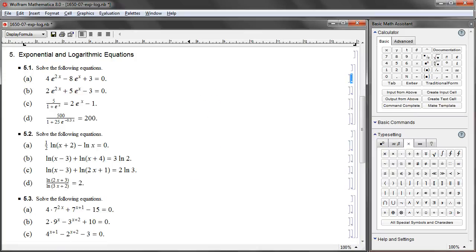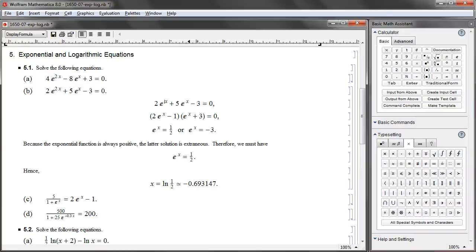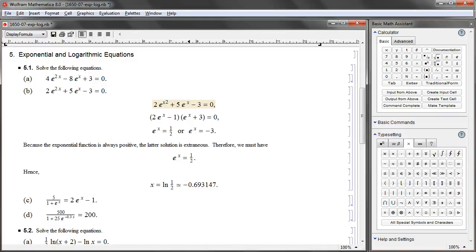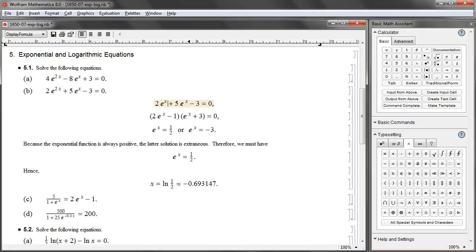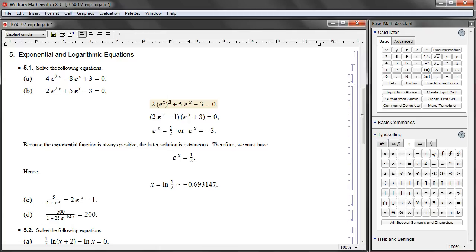Well, we make a similar observation. e to the 2x is e to the x squared. So we can factor this quadratic trinomial of exponential, kind of like this.